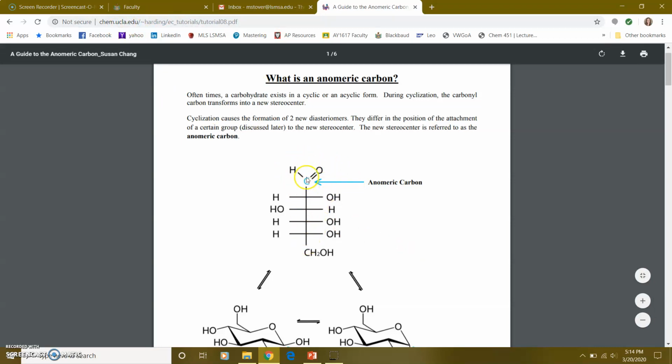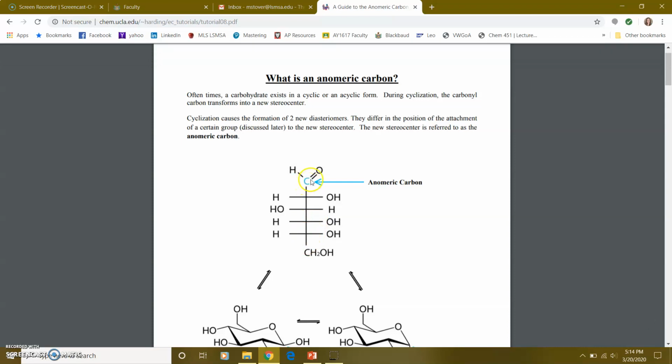So in your sugar, you have a carbon on the end that has a double bonded oxygen and a hydrogen attached to that carbon. This carbon has 2 hydrogens attached to it, a single bond to an oxygen, and then that hydrogen attached to the oxygen. This is what we refer to as the anomeric carbon, okay? So this is this new stereocenter, right? This is the stereocenter, and we refer to the stereocenter as the anomeric carbon, okay?